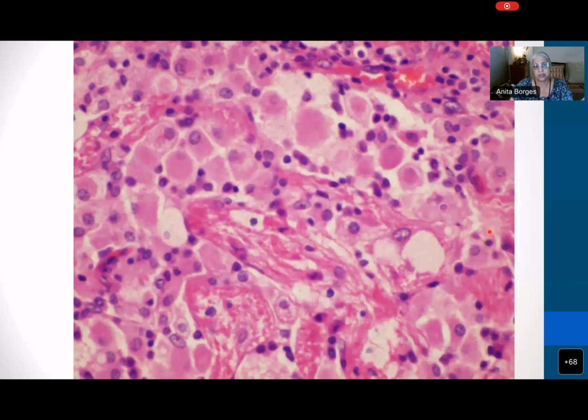Or what should you think about? Here they are at higher power. What are the 2 or 3 things that you should think about? Xanthogranuloma. Excellent. Very good. Yes, Angela, xanthogranuloma. It's excellent. Really good. Then, what else?